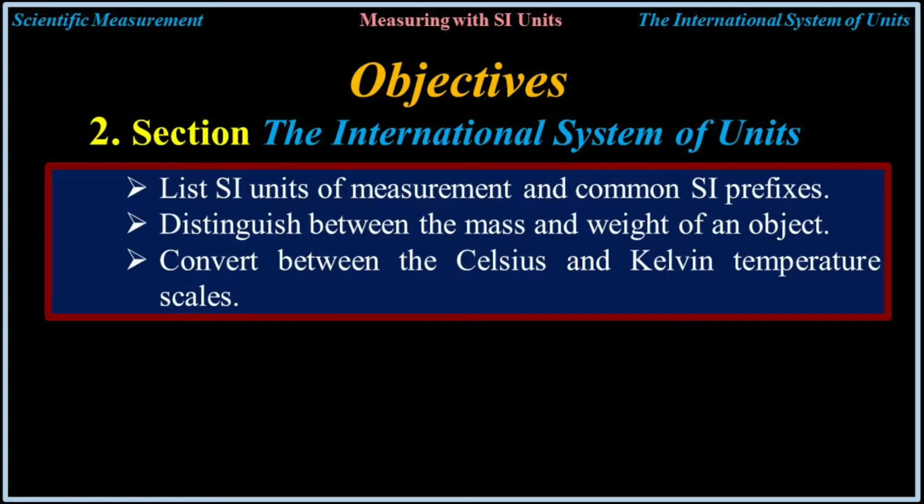Section 2, the International System of Units. List SI units of measurements and common SI prefixes. Distinguish between the mass and weight of an object. Convert between the Celsius and Kelvin temperature scales.